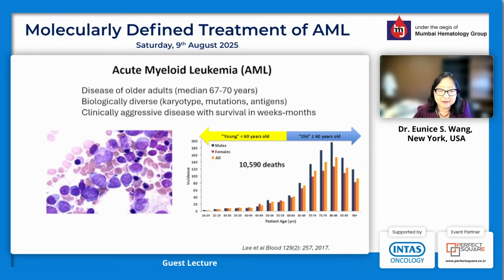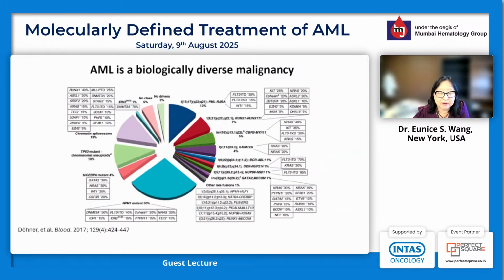This can be a very clinically aggressive disease, which if left untreated leads to an early death rate of approximately 30 to 50% within the first 30 or 60 days of diagnosis. This also tends to be a very clinically aggressive as well as biologically heterogeneous disease. As you can see here, this is a snapshot of what the epidemiology and the biological diversity of acute myeloid leukemia looks like at the time of diagnosis.